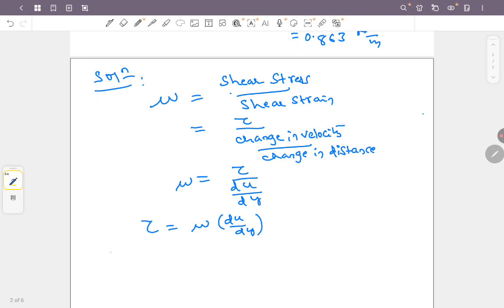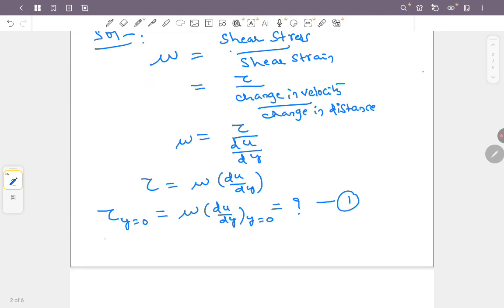But what we want to know is the shear stress at y equal to 0, right? This will be equal to mu into du by dy at y equal to 0. This is equation number 1. Similarly, shear stress at y equal to 0.15 equals mu into du by dy at y equal to 0.15. That is the second one.